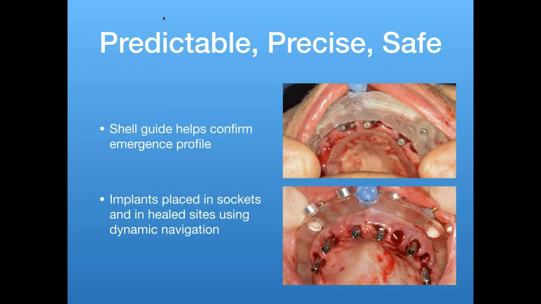The shell guide helps to confirm the emergence profile, so that can be clicked and unclicked to the base frame at any time, and we can check the positioning of each implant. And the implants, in this case, were some into sockets and some into healed sites using dynamic navigation. So I placed 6 implants here.